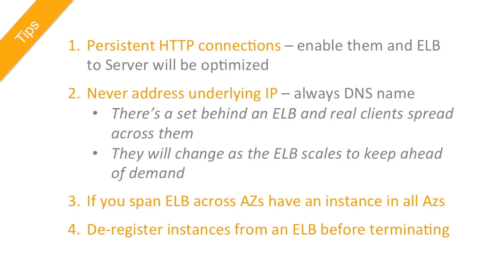Another common mistake: if you span an ELB across availability zones, and you get to choose whether it spans or not, then make sure you have an instance in all availability zones. Otherwise you might end up dropping connections or have increased latency as connections are routed from an ELB endpoint in an availability zone where there are no instances available to take the request. Another common thing is that people tend to terminate instances before they deregister them from the ELB. If you deregister the instance from the ELB first and then terminate, you'll find that the traffic is routed to the existing healthy instances much quicker, and we won't have to do any of the health checking processes.